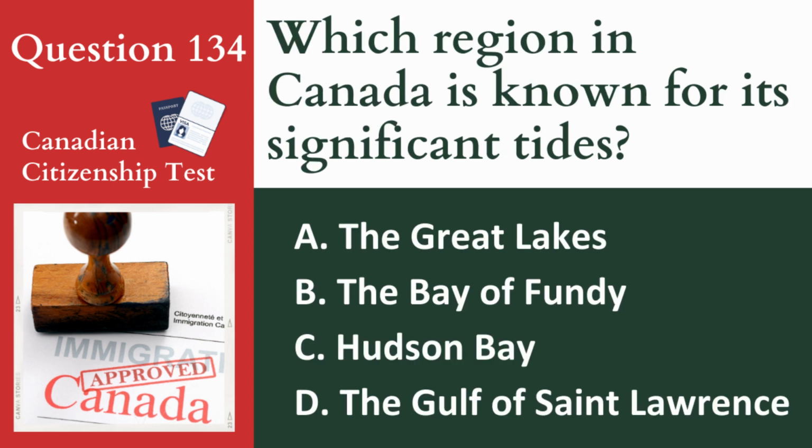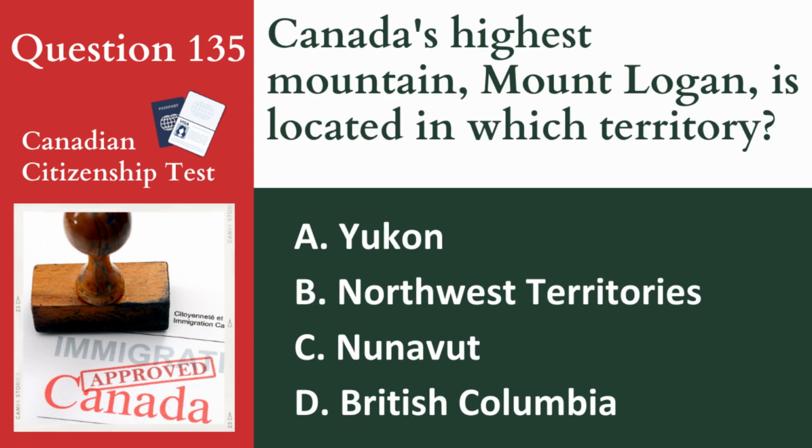Question 134. Which region in Canada is known for its significant tides? A. The Great Lakes. B. The Bay of Fundy. C. Hudson Bay. D. The Gulf of St. Lawrence. Answer B. The Bay of Fundy. The Bay of Fundy, located between New Brunswick and Nova Scotia, is famous for having the highest tidal range in the world.